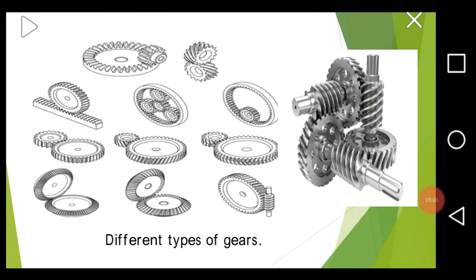Now, let's look at the shape. Most types of gears are circular in terms of shape. The gear teeth are arranged around a cylindrical gear body with a circular face. We also have other gears with triangular or square-shaped faces.